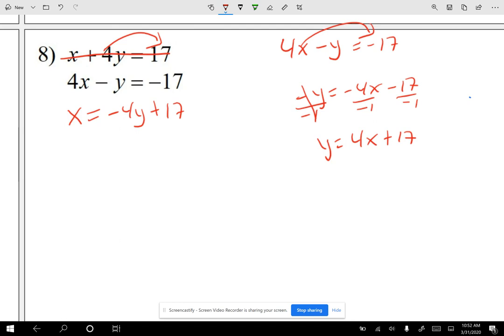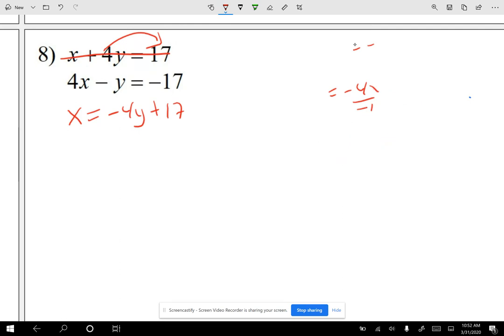Remember I said get a letter by itself. It was easier to get the X by itself. I wanted to show you what if you wanted to get the Y by itself. I will have to divide by -1 at the end. But okay, so let's go back to here. Like I said, I just wanted to show you what if you wanted to get the Y by itself.